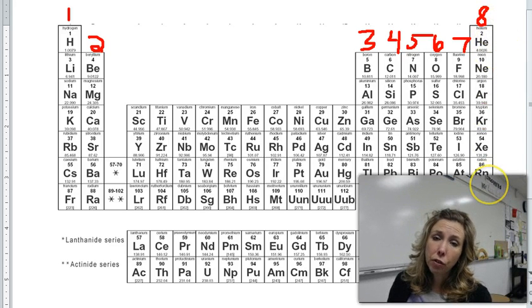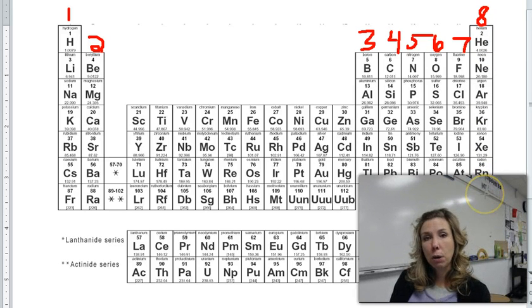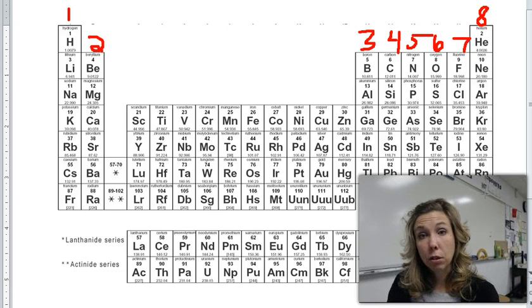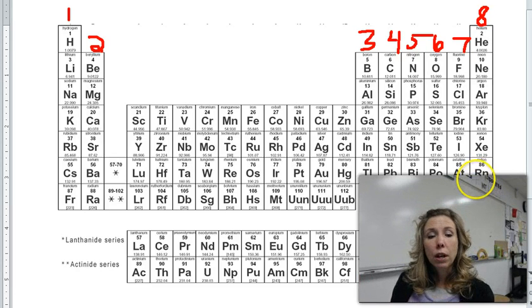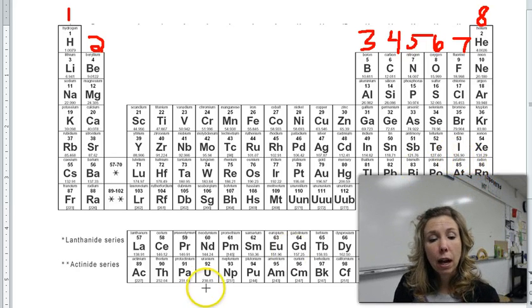The thing about this being full, these are known as the noble gases. They are inert, which means they're not reactive. They do not need to form compounds to be as stable, because they're already as stable as they can be all by themselves.